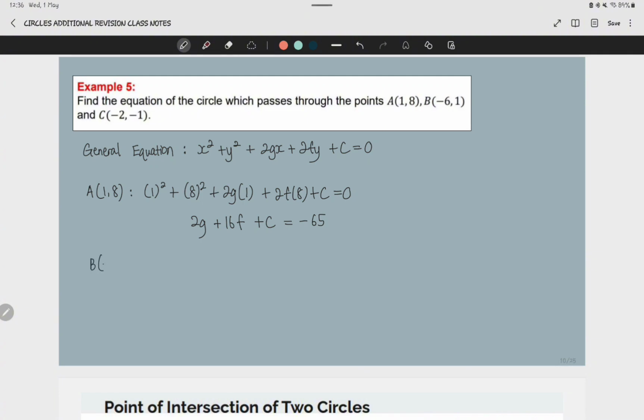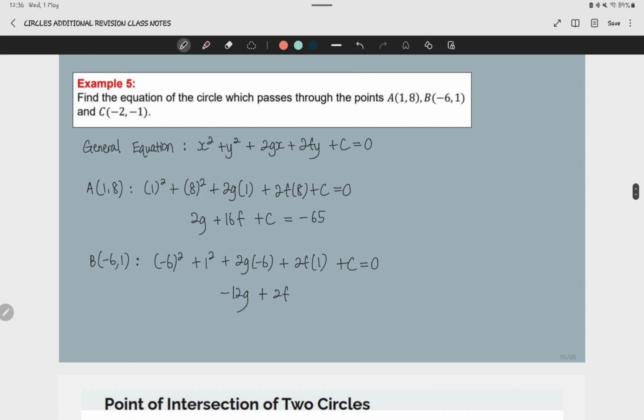So second point, B, negative 6, 1. Substitute: negative 6 squared plus 1 squared plus 2gx plus 2fy plus c equals 0. Simplify it, you get negative 12g plus 2f.